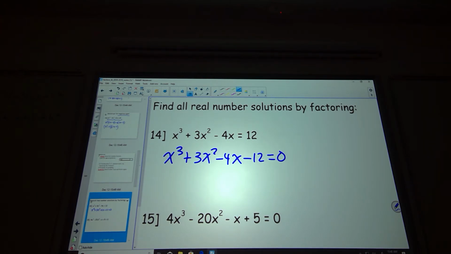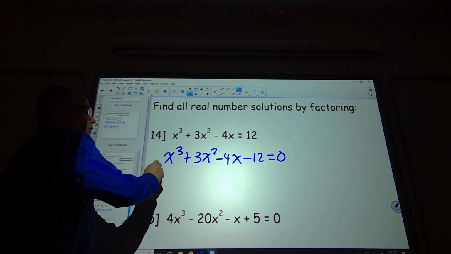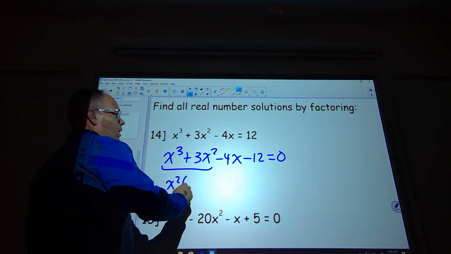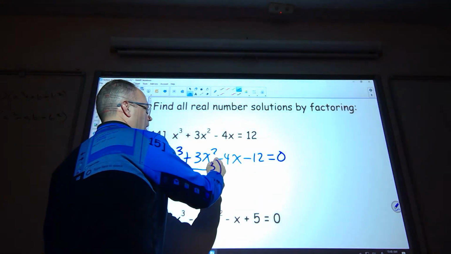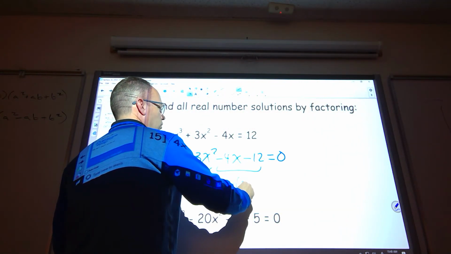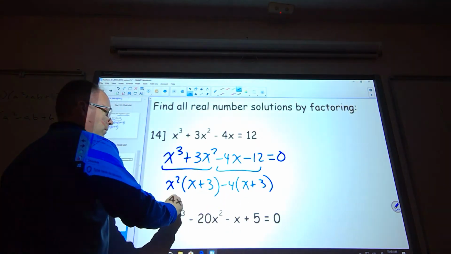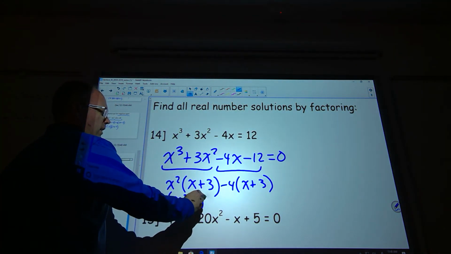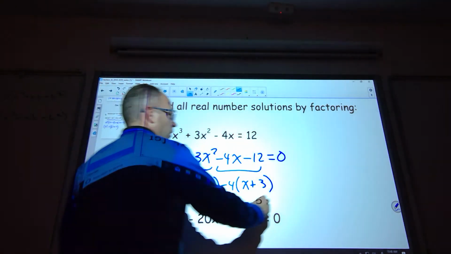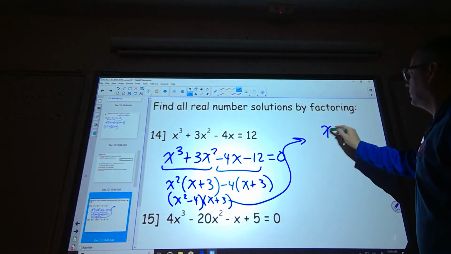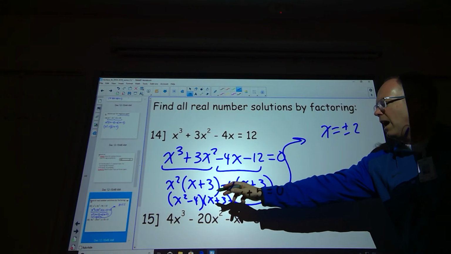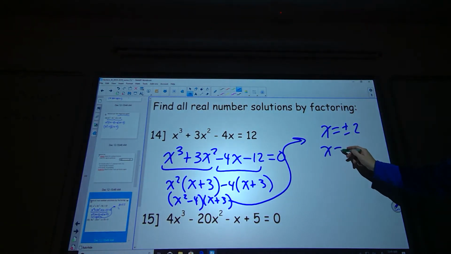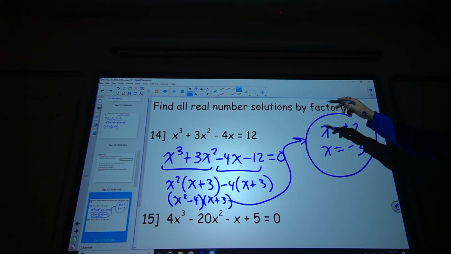Everyone agree with that so far? There's 4 terms. We want to solve it because it's equal to 0. So I'm going to try to do my grouping method. So I'm going to get x squared, and then a negative 4 and x plus 3. And that gives me x squared minus 4 and x plus 3, which then gives me the answers of x equals positive or negative 2, and x equals negative 3. The fundamental theorem of algebra says, hey, it's raised to the 3rd power, so you can have up to 3 solutions. We have 3 solutions. Good.